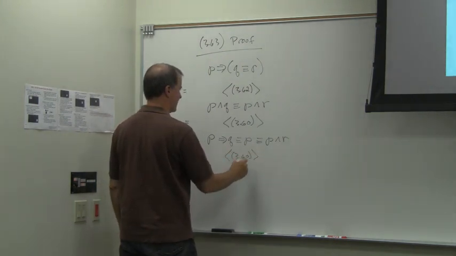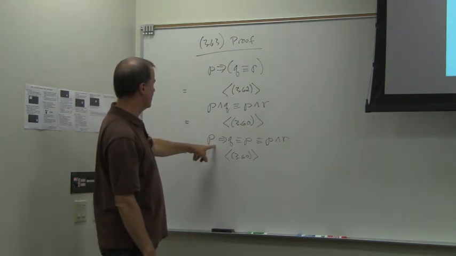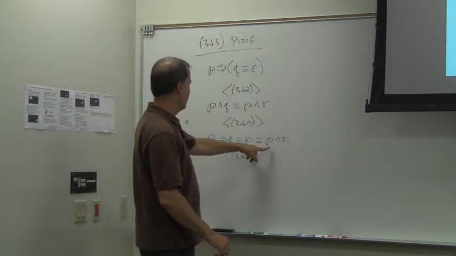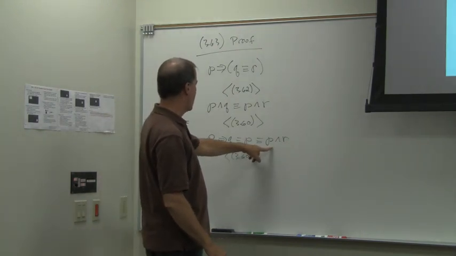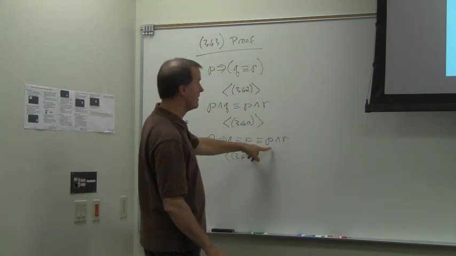Q replaced by R. So that would be, what are we doing? Wait, that stays exactly the same. Look at only the right side. Becomes P equals R, or P implies R by 3.60. Oh, yeah.